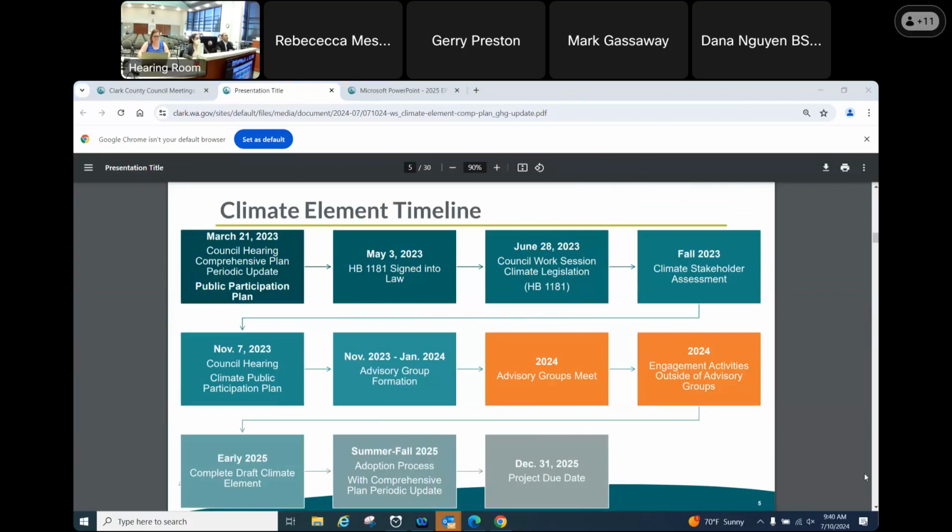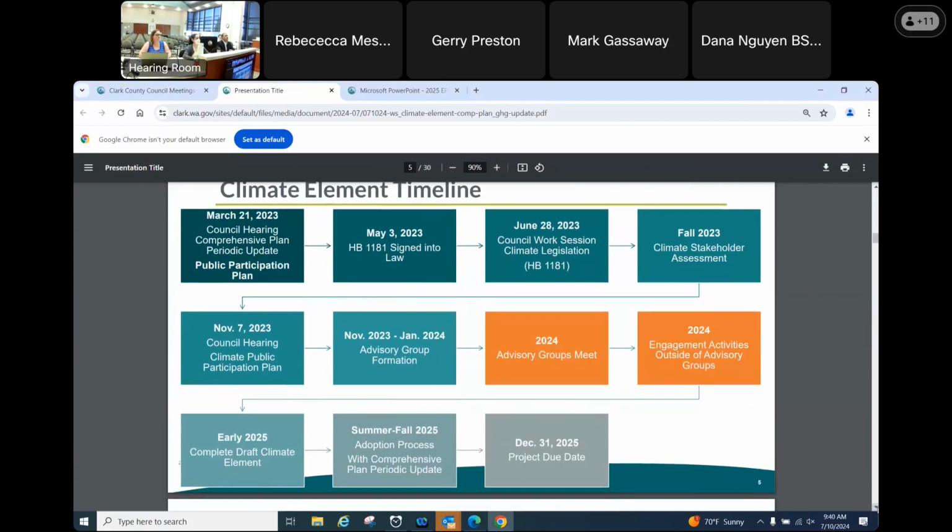You've also seen this timeline before, which is our, again, high-level overview for the development of the climate element. So we've done a lot of work getting started, and right now we are in those 2 rectangles that are shown in orange. So we have our advisory groups meeting regularly, and we are conducting community engagement with the broader community as well throughout the year, with the aim of having a draft climate element written by early 2025 so that it is ready to go for the adoption process during the second half of 2025. Next slide.